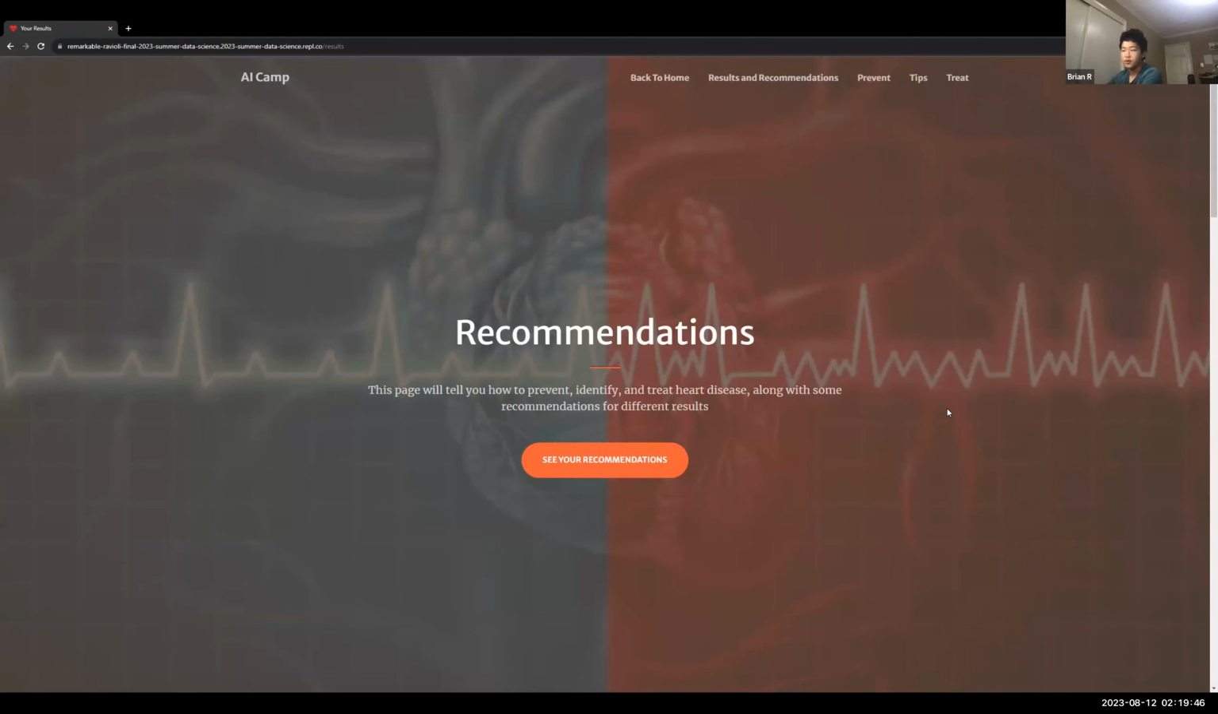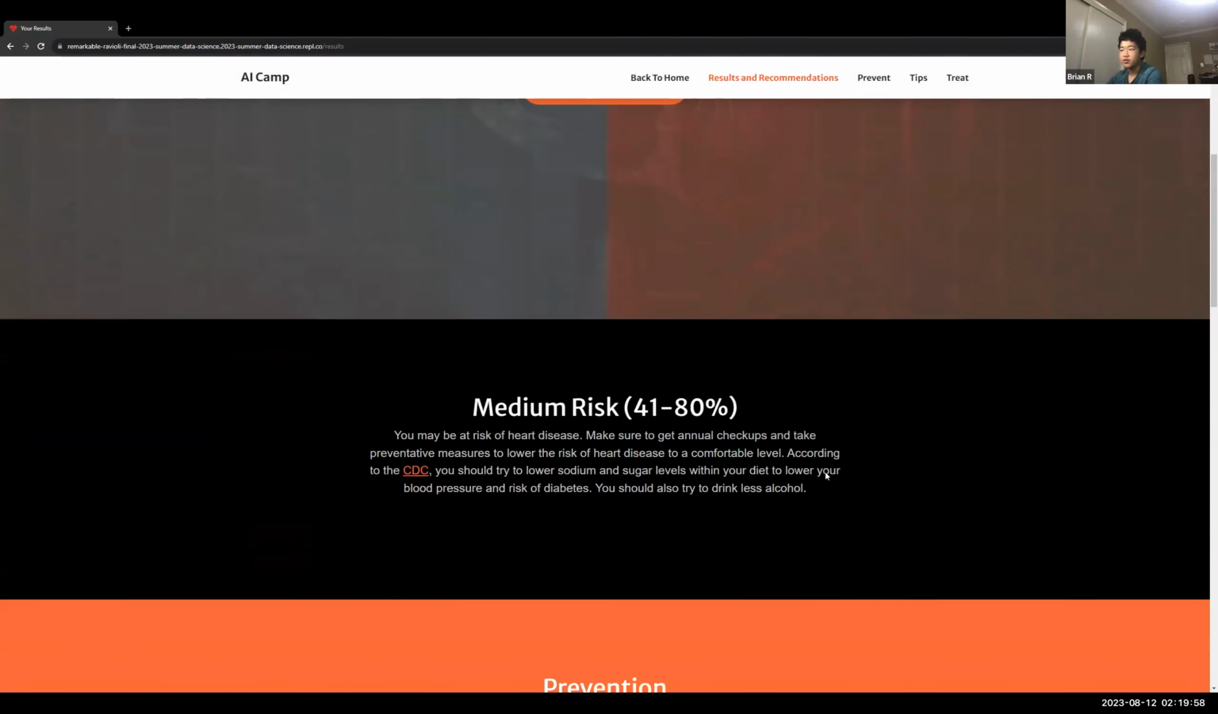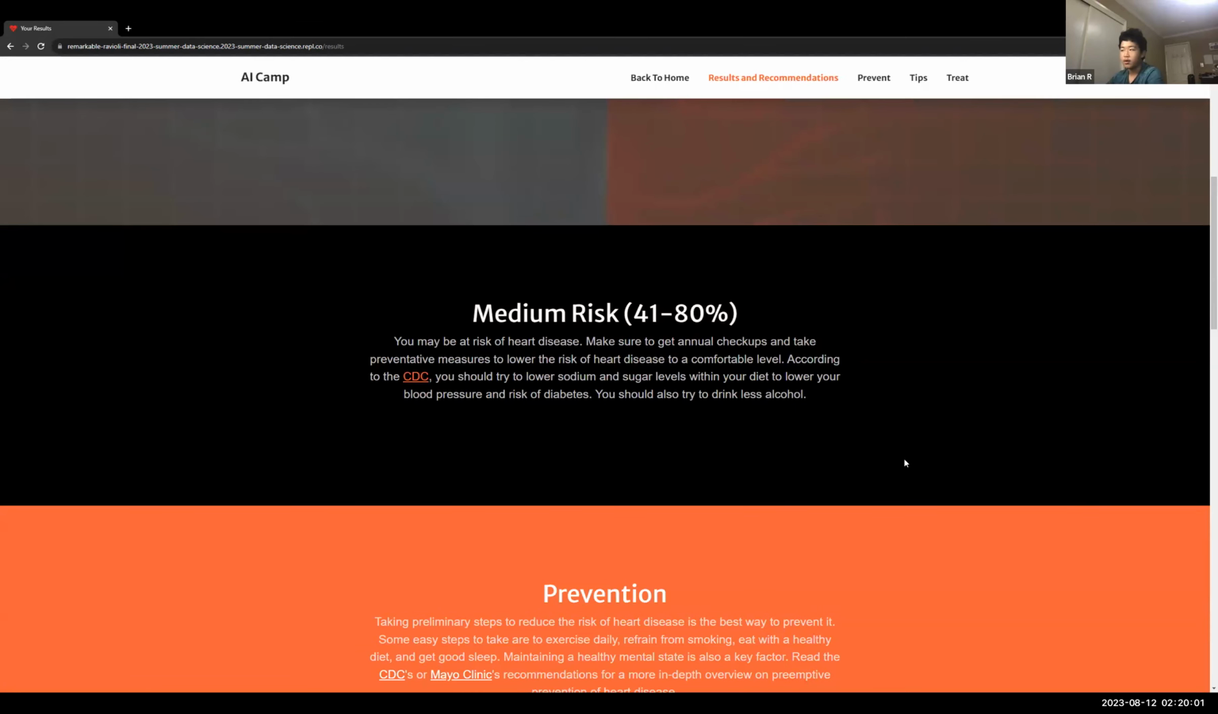My name will be going over our results and recommendations page, which goes over how to prevent, identify, and treat heart disease. So the first thing you will see when you scroll down in this section is a section that gives you your risk category. So as Samson just demonstrated, our model predicted 65%, which we will classify as in the medium risk category, which is anywhere from 41 to 80%.